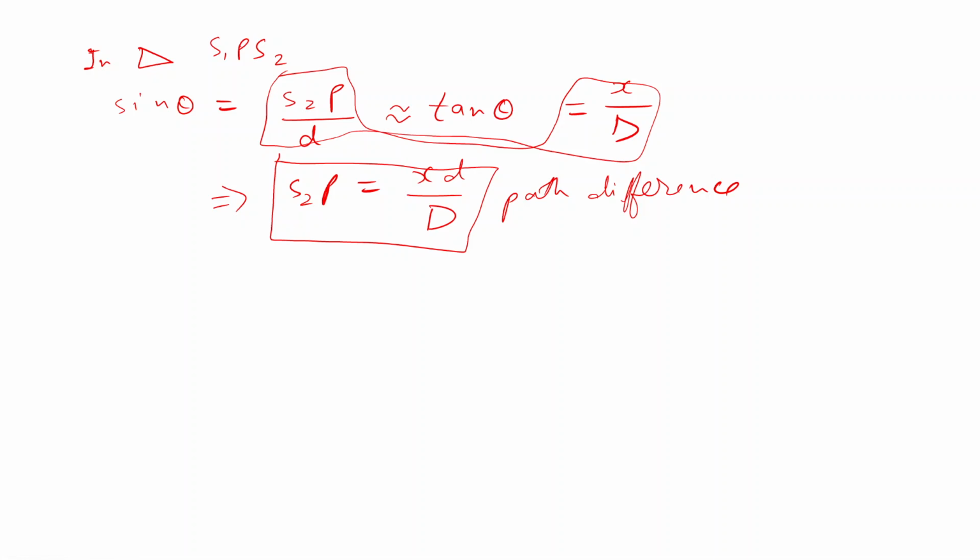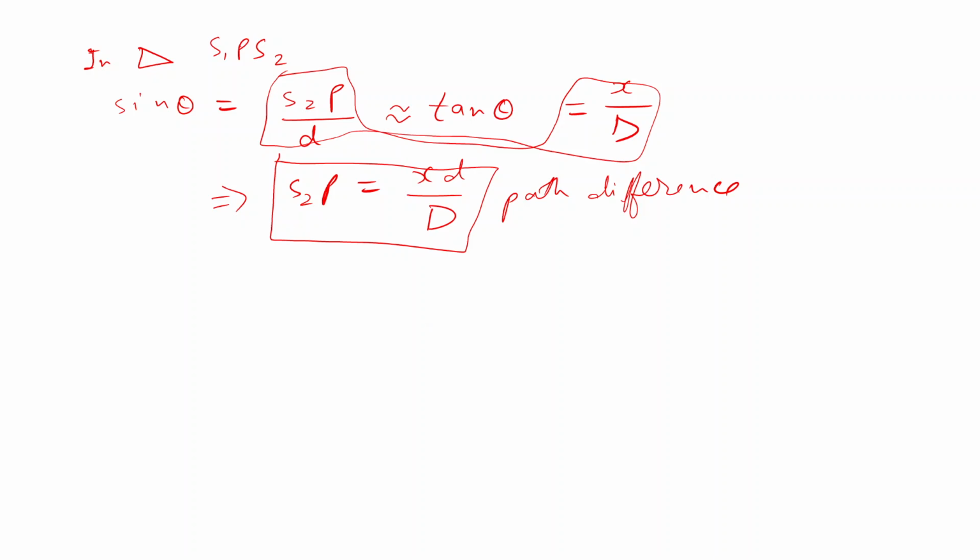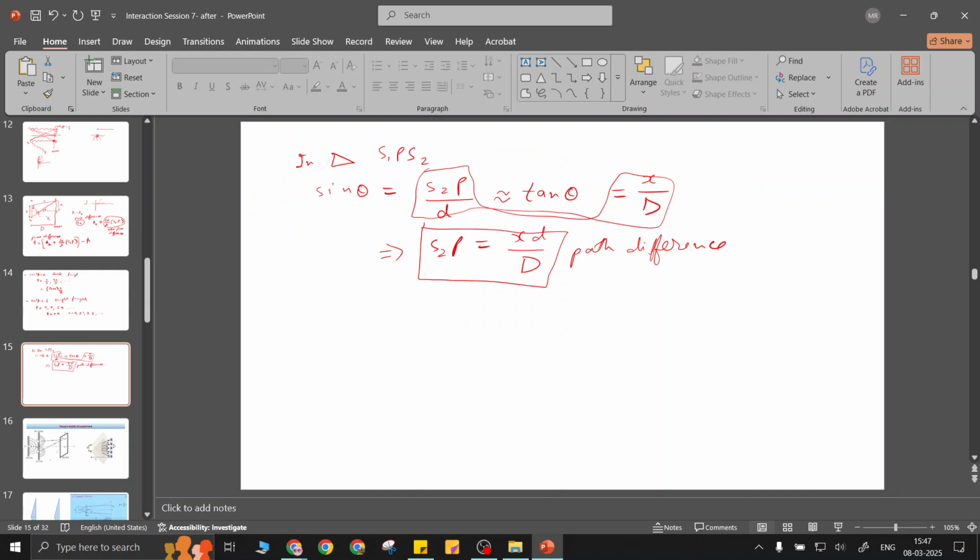Now, we can talk about Young's experiment. There also we actually talk about this, but before that, let's find out the formula for bright fringe width and dark fringe width.